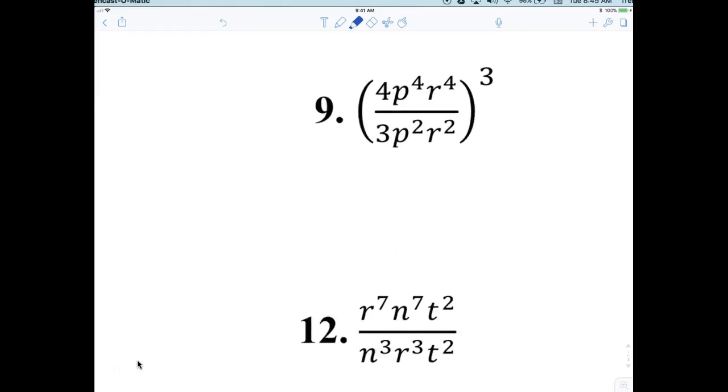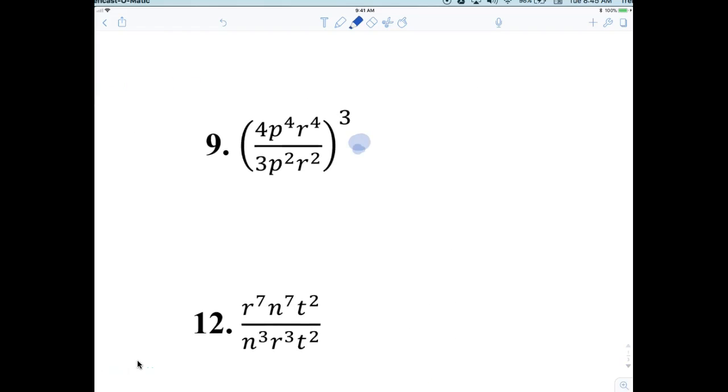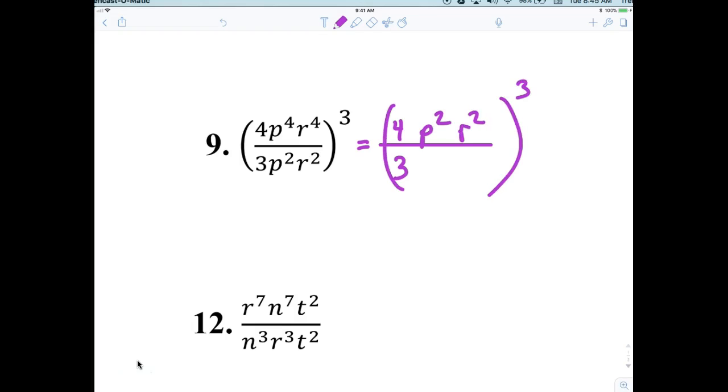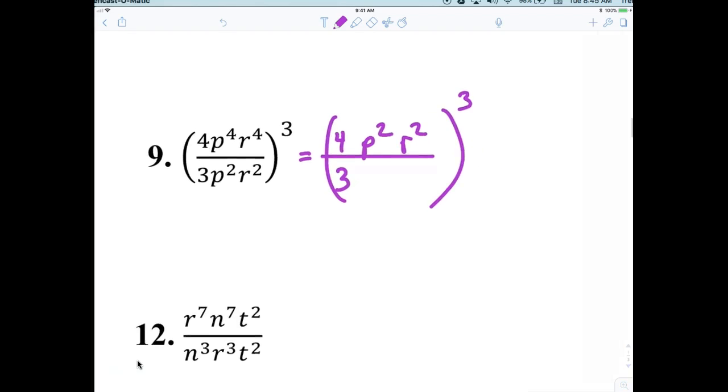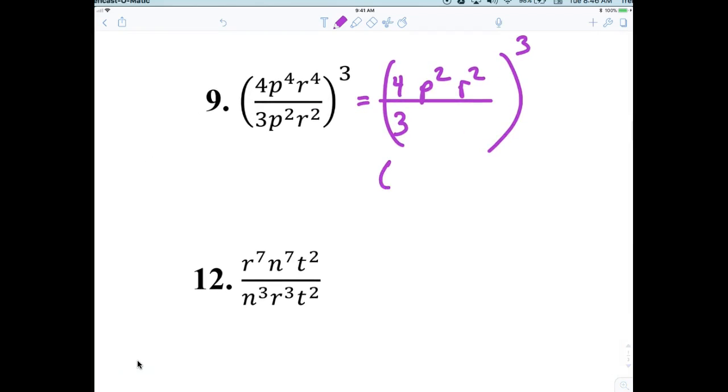All right, here we go with number 9. All right. Can I reduce the fraction 4/3? No. All right, so I'm going to leave it as 4/3. P to the 4th over P squared gives me what? P squared. And then R to the 4th over R squared. R squared. Good job, guys. Now put parentheses around it to the 3rd power. All right? Now, it's okay if you don't know 4 cubed, but I'm going to tell you. Good job, 64. Then it would be P to the what?